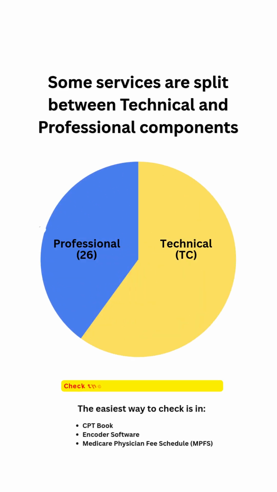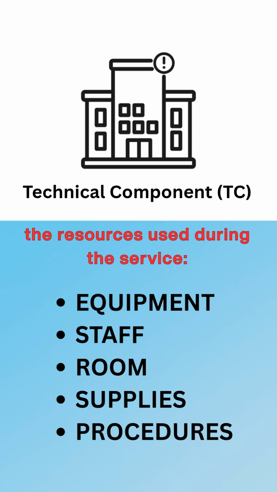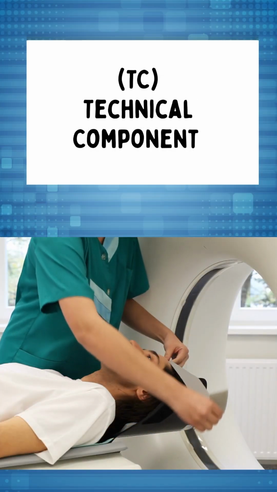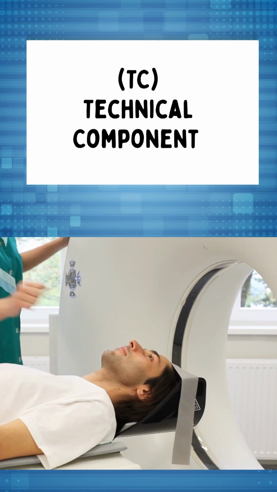Some services are split between technical and professional components. For example, that CPT code 71250. The technical component, or the TC modifier, covers the resources used during this service, also known as overhead. This includes the expensive machinery, the technician who did the tests, as well as all medical supplies and resources used.